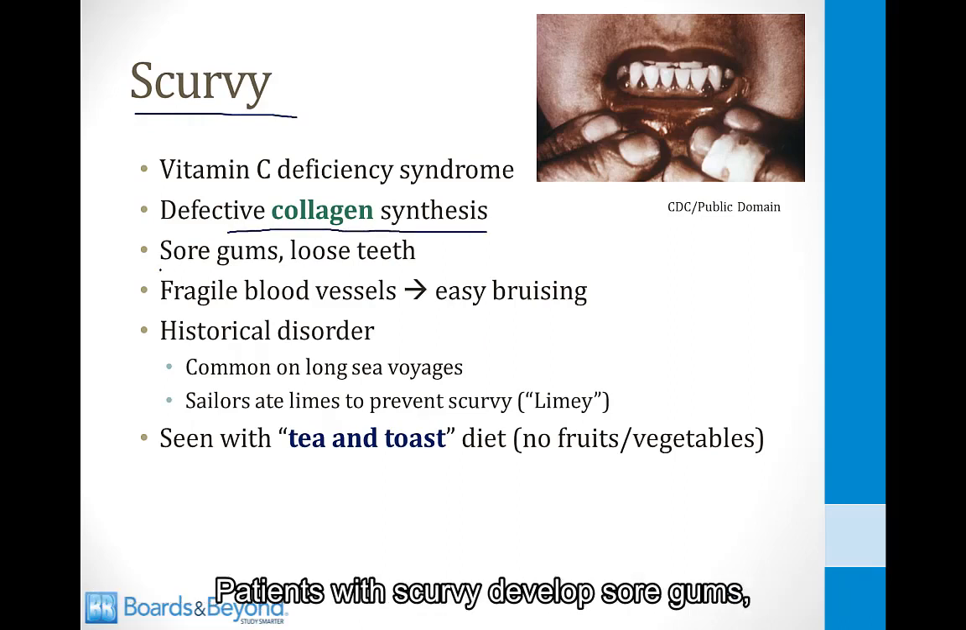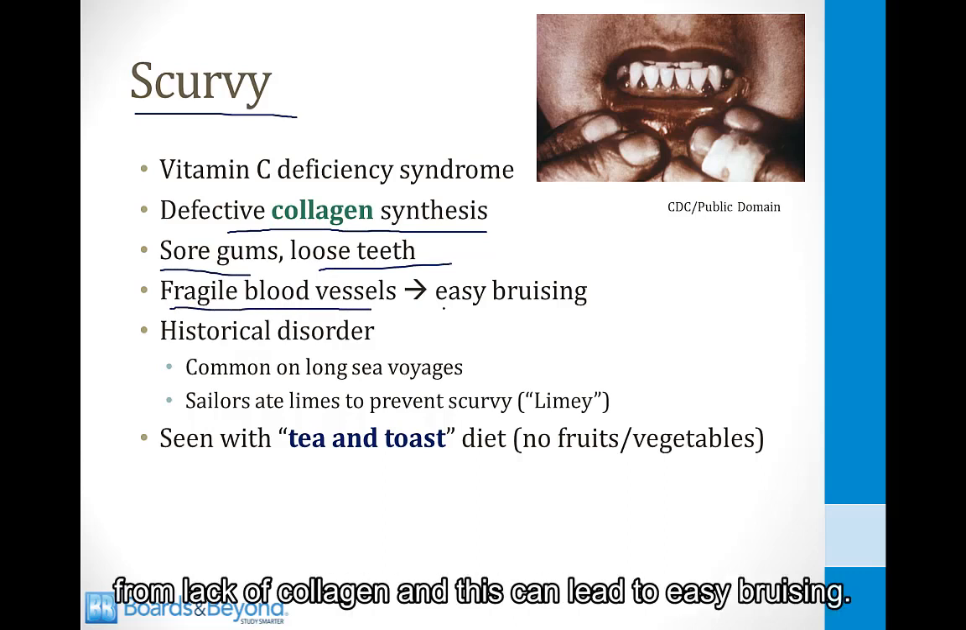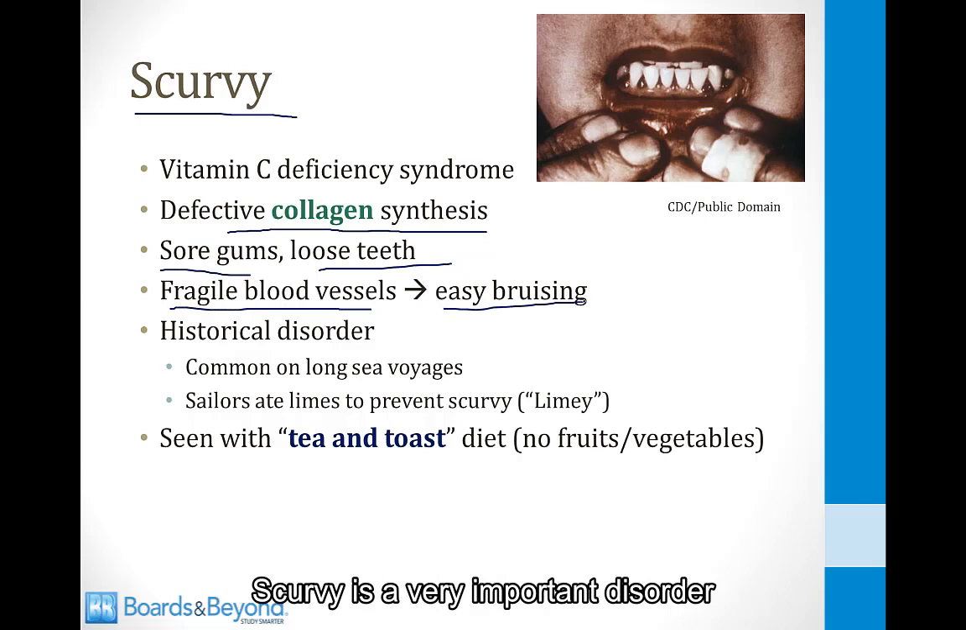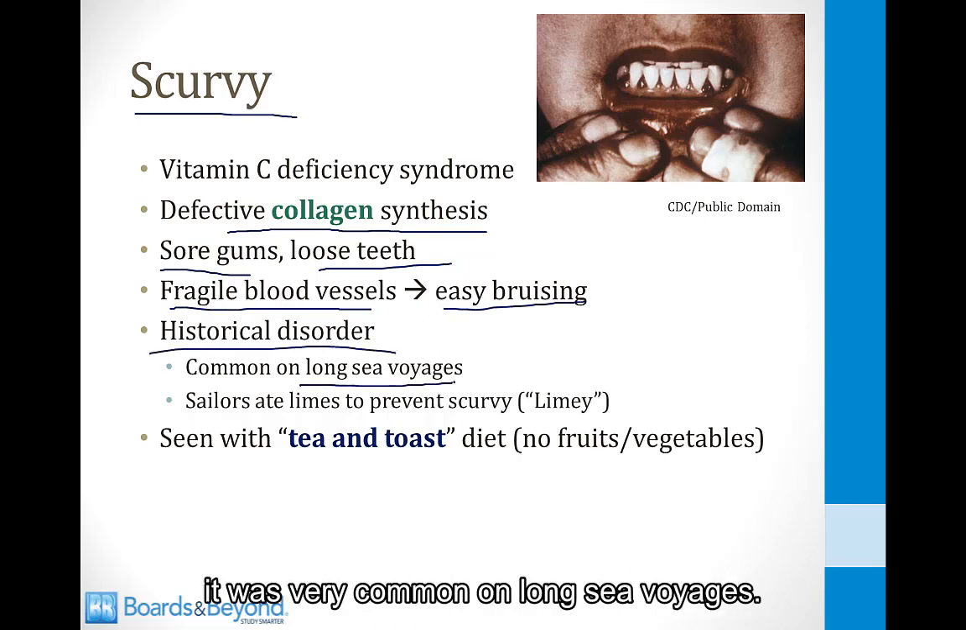Patients with scurvy develop sore gums and loose teeth. Their teeth can fall out. They have fragile blood vessels from lack of collagen, and this can lead to easy bruising. Scurvy is a very important disorder from a historical perspective. It was very common on long sea voyages.